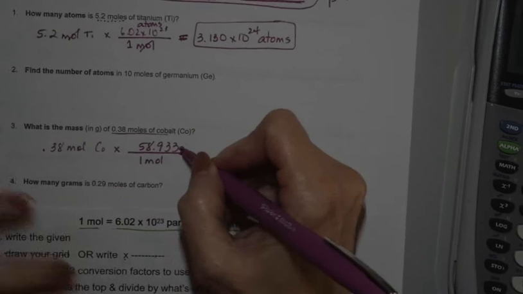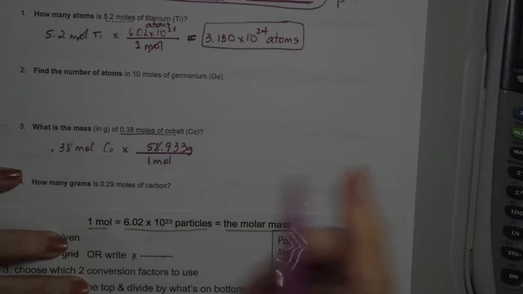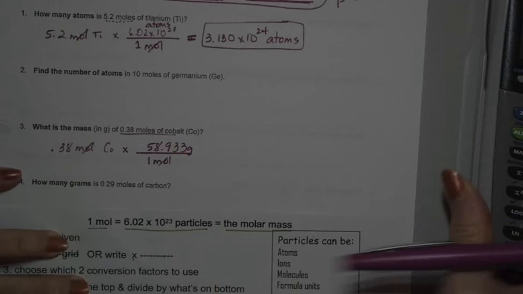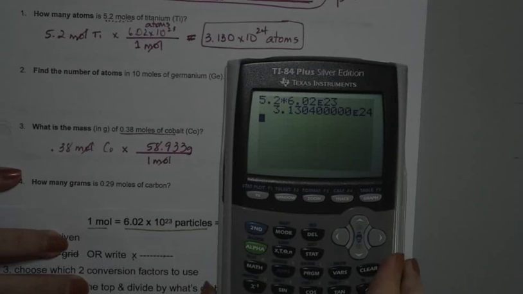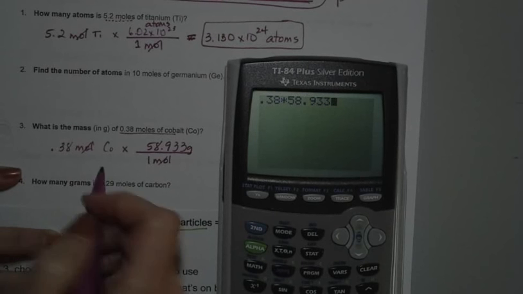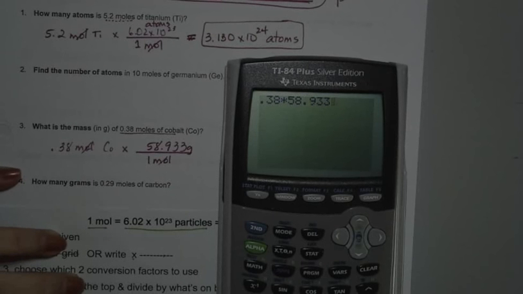My moles cancel, so when I pop this into my calculator, multiply across the top, divide by what's on bottom, I've got 0.38 times 58.933. Okay, and I don't have to divide by 1 because really that's not going to change anything. And my answer becomes 22.395.